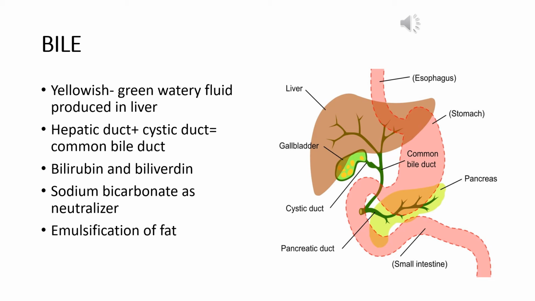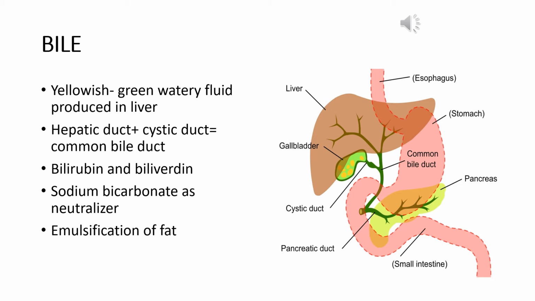Now, what is there in the bile? Bile is a yellowish green watery kind of fluid, and it has two pigments called bilirubin and biliverdin. Bilirubin and biliverdin are produced from dead RBCs, or dead red blood cells. They are yellowish in color, and they are present in the bile as the main component. Bile also has some sodium bicarbonate as a neutralizer.